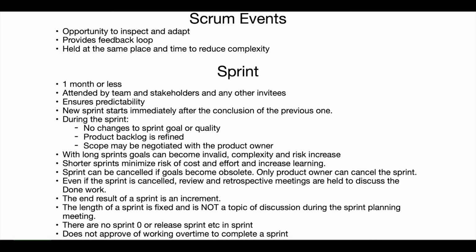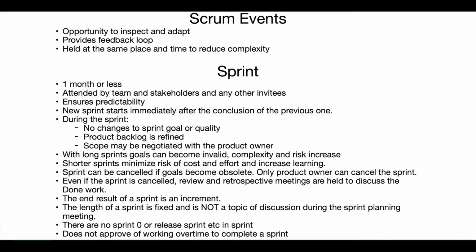They ensure predictability. A new sprint starts immediately after the conclusion of the previous one. During the sprint, no changes to the sprint goal or quality occur. Product backlog is refined. Scope may be negotiated with the product owner. With long sprints, goals can become invalid and complexity and risk may increase. Shorter sprints minimize risk of cost and effort and increase learning.